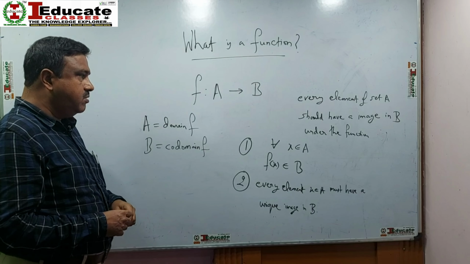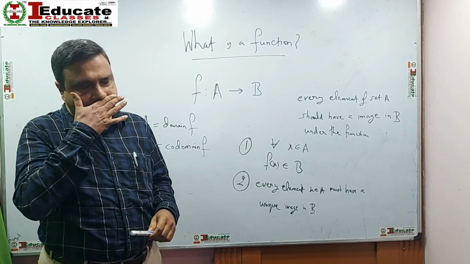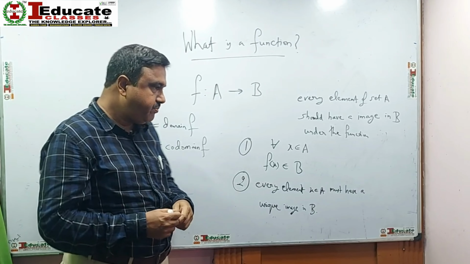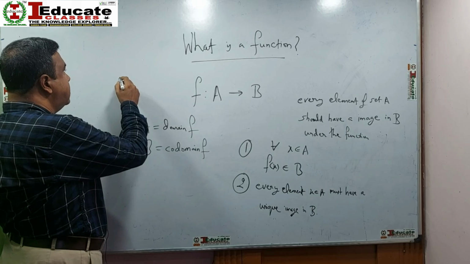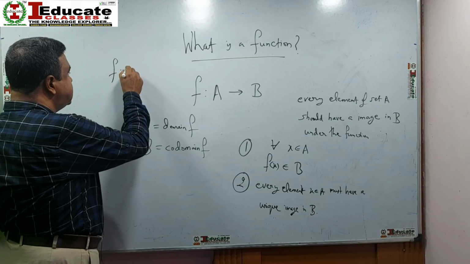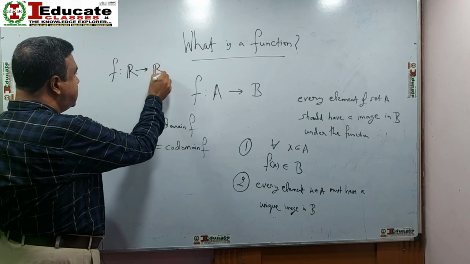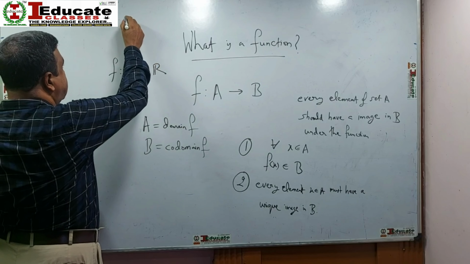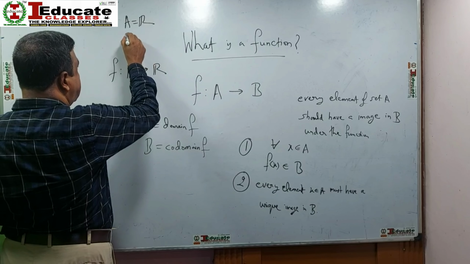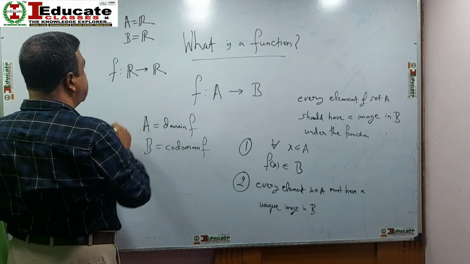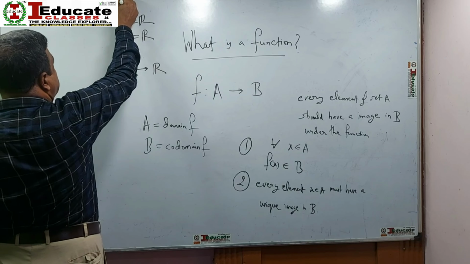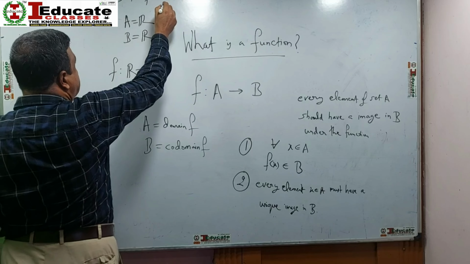Now I am going to see some examples of functions. So a very simple example is, suppose f is a function from the set of real numbers to the set of real numbers. That means here the domain set is R, the set of real numbers, and the codomain set is also the set of real numbers. So R is called the set of real numbers.